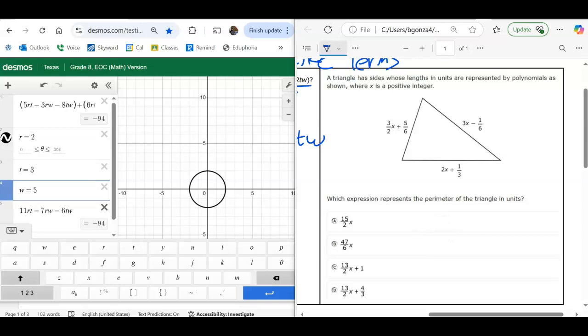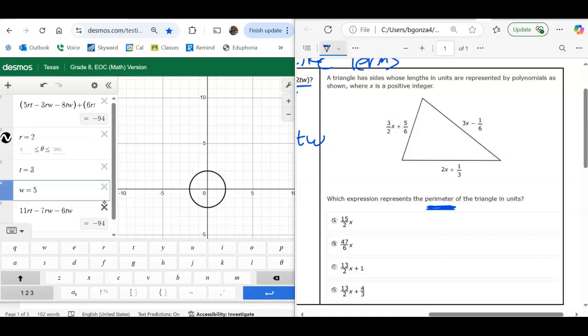And similarly on the second one, now I'll do this the old-fashioned way. A triangle has sides whose lengths and units are represented by polynomials as shown, where x is a positive integer. Which expression represents the perimeter of the triangle? Now I know this is not a geometry class, but you should have learned perimeter maybe in middle school. If I have a shape, what's the perimeter? What do I do with all the sides? Add. Does everyone know this? Perimeter is adding all the sides.